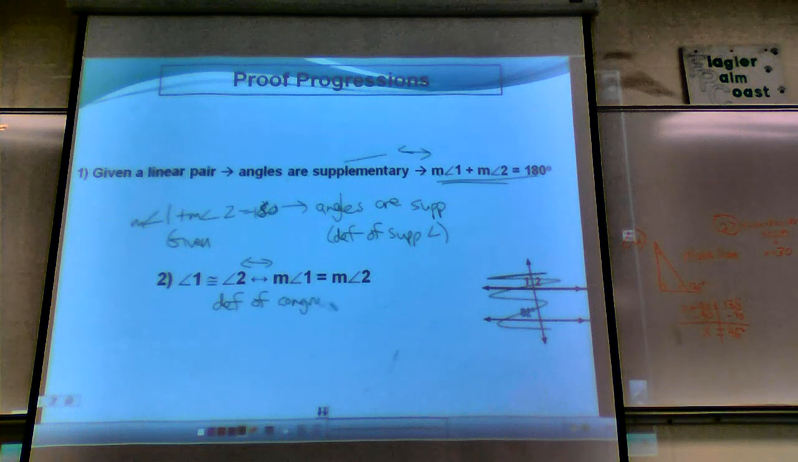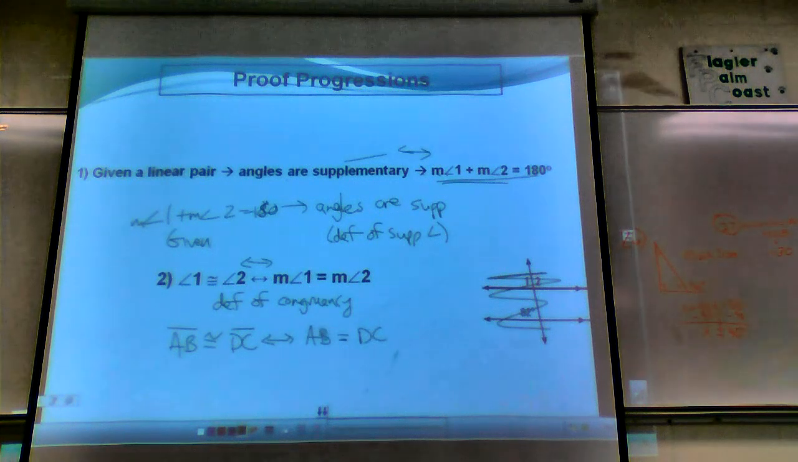I'll let you get away with that, because this works for segments as well. So if it was for segments, which I don't have on there, but if I said segment AB is congruent to segment DC, and then I switched it to saying the measure of AB equals the measure of DC, I dropped the little segment mark from it, meaning the measure. It's the same reason.